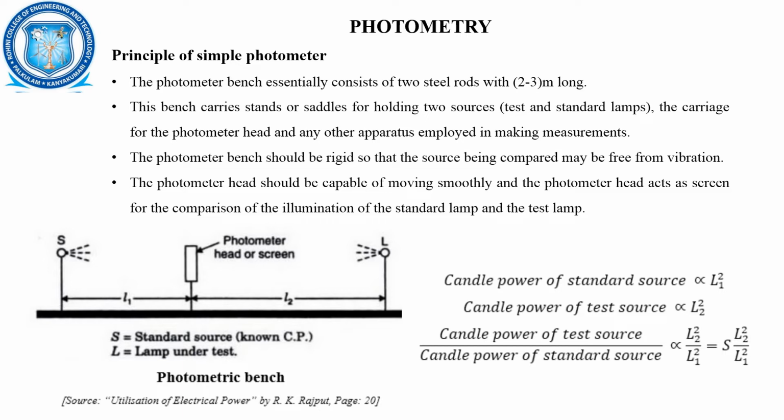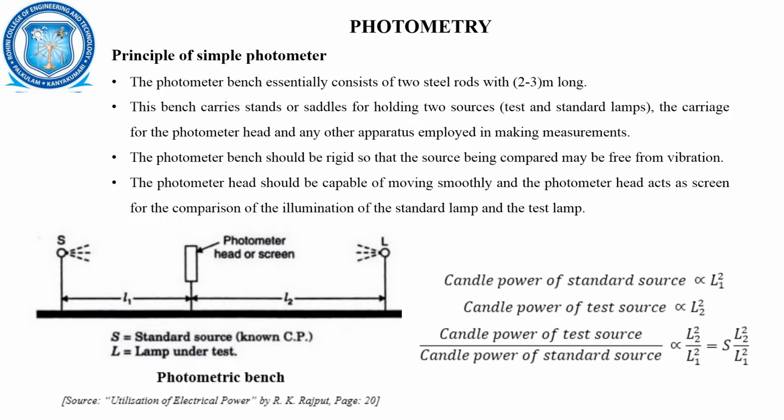Here, the candle power of the standard source S is directly proportional to L1 square, and the candle power of the test source is directly proportional to L2 square. So while taking the ratio, we can see that they are proportional to the ratio of their respective squares of the distances, which is equal to S into L2 square by L1 square.